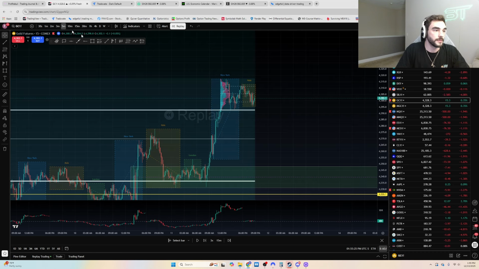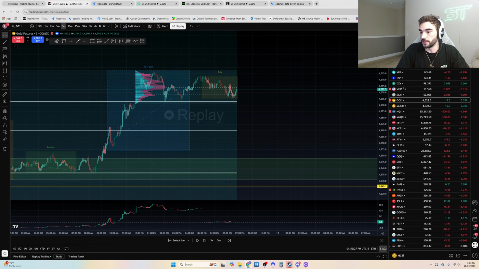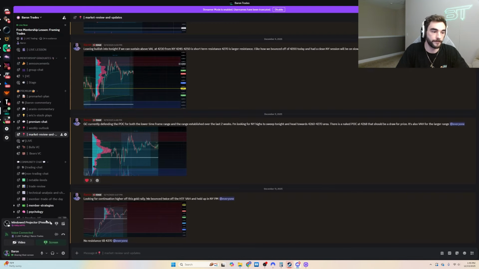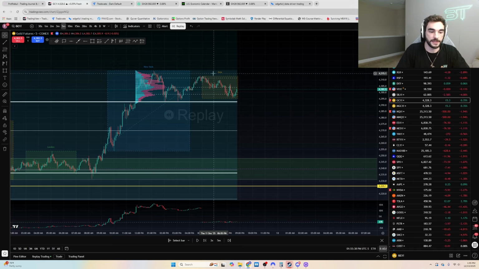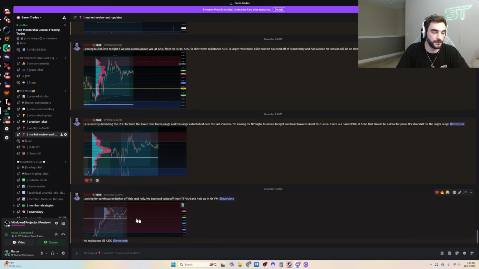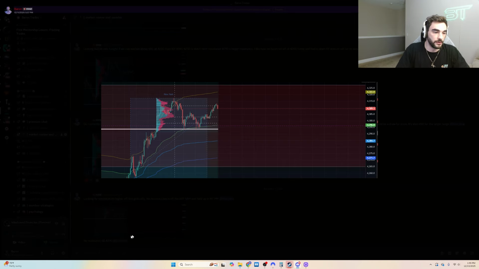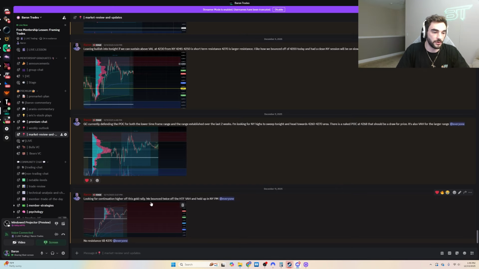Okay. And I'm going to show you that this is the exact analysis that I personally performed on that night. This is on the 11th, 5:57 p.m. What date is this? The 11th. This is before market open. This is the exact profile I had. Looking for continuation higher off this gold rally. We bounced twice off high time frame value area high and held up in New York PM. I'm showing you my exact analysis. I'm just breaking it down further for you guys.